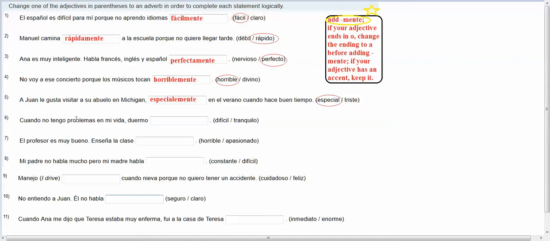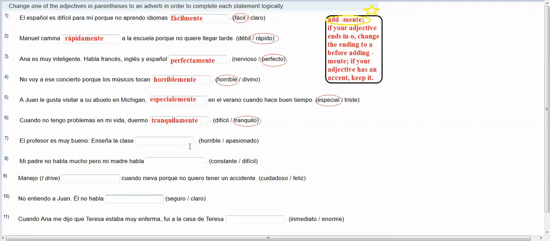Okay. Cuando no tengo problemas en mi vida, duermo difficultly or tranquilly, probably tranquilly. It ends in O, so I want to make it tranquila, change my O to an A, and then add mente. Tranquilamente.